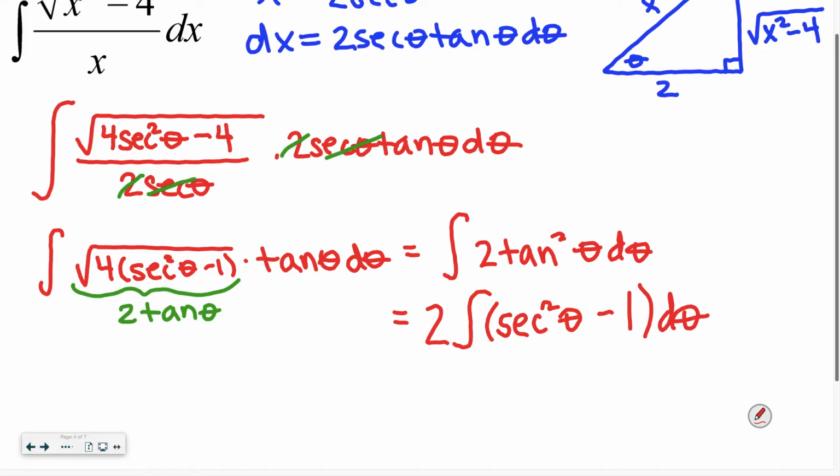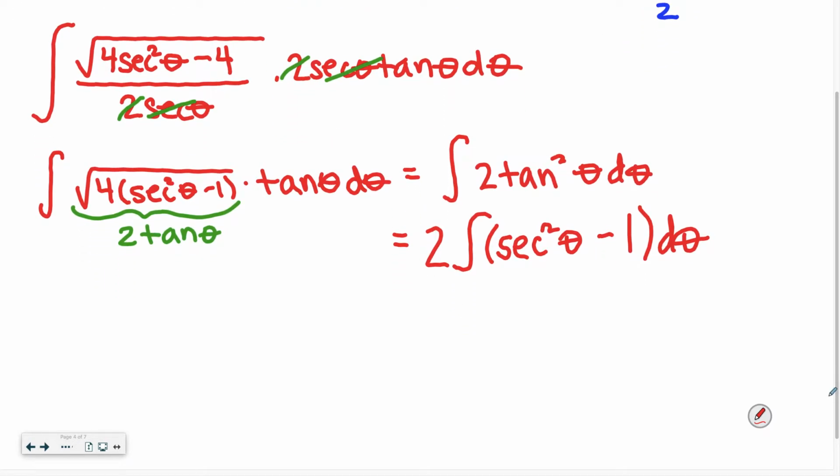Oh wait, we changed it. Do we know the antiderivative of secant squared? We sure do. What is that antiderivative? You all said yes. Tangent.